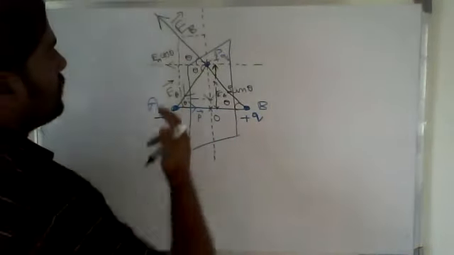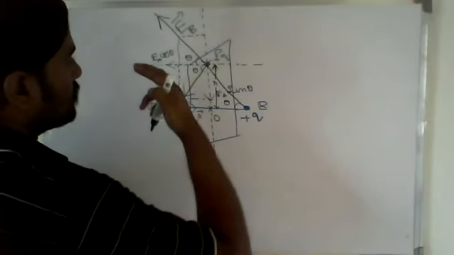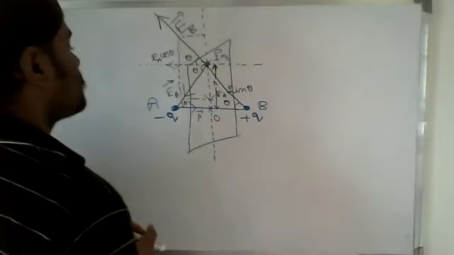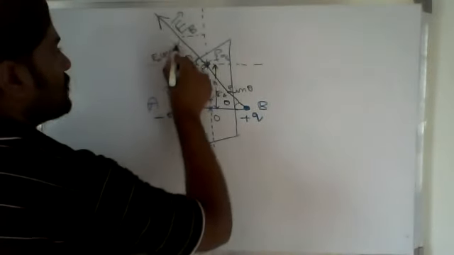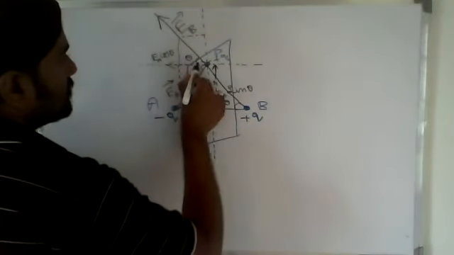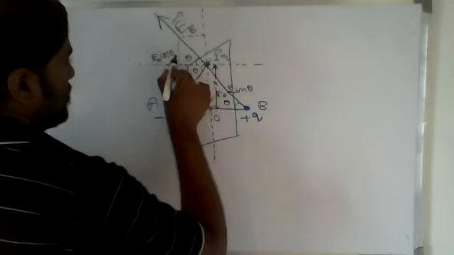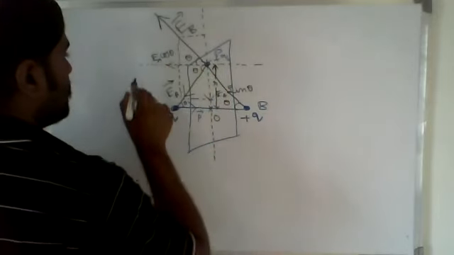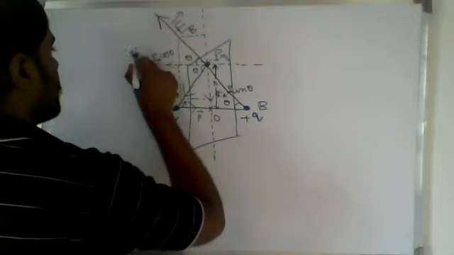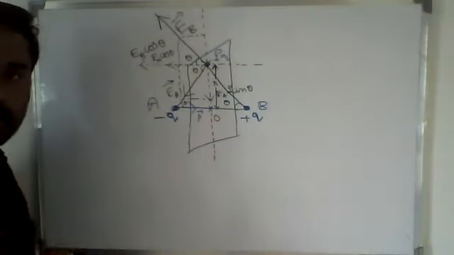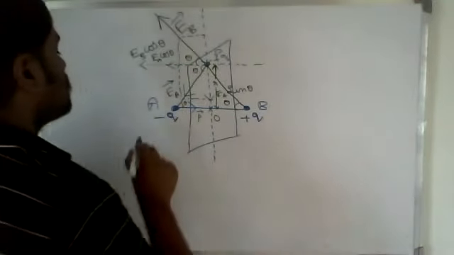So now the EB vector should be split into two rectangular components. Here is the imaginary rectangle. This is perpendicular, this is angle theta, this is perpendicular, this one is the hypotenuse, this one is the base. The base component of the EB vector is EB cos theta, which is along the direction of P x.